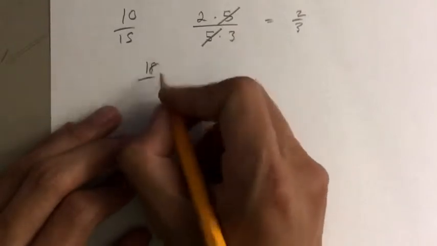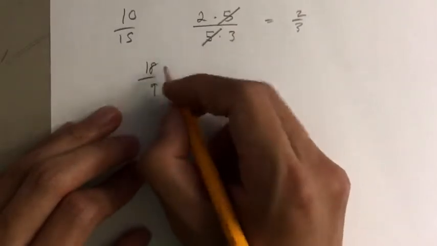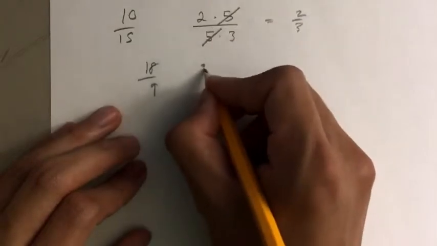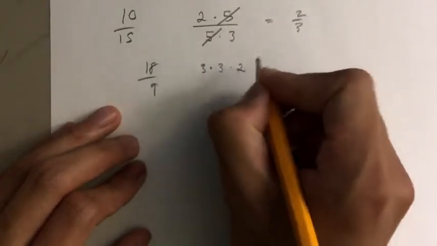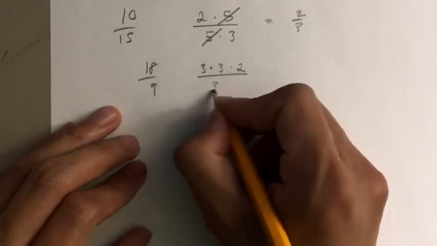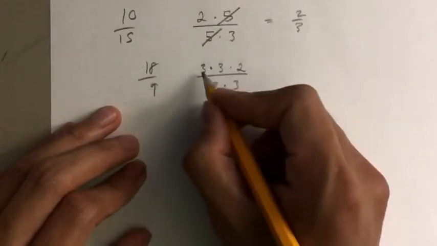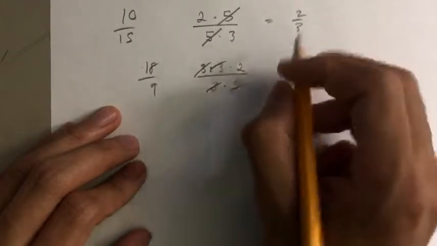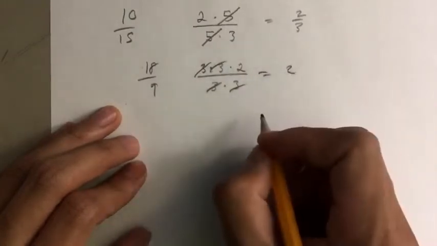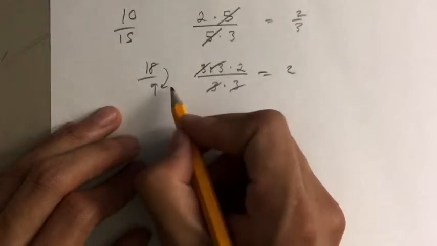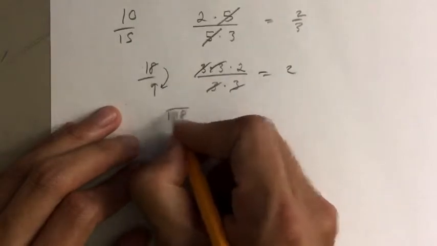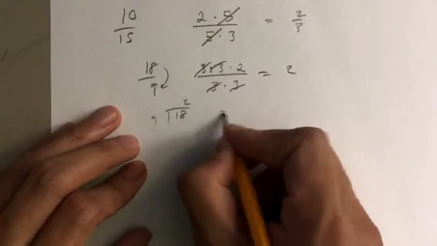18 over 9. Well, let's break 18 up. 3 times 3 times 2. And 9, 3 times 3. Cross out the 3s, and you're left with 2. You also can see this as 18 divided by 9. Well, that's just 2. Okay, so I think you've got the hang of that.